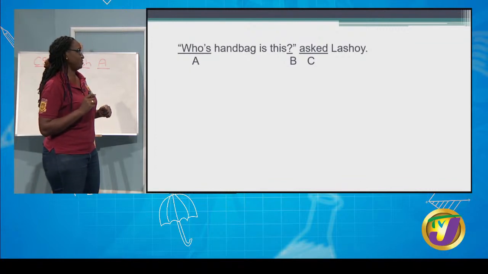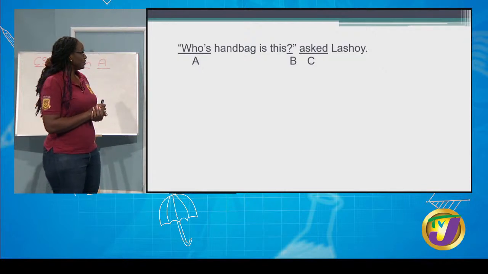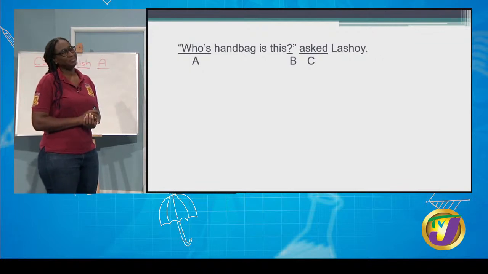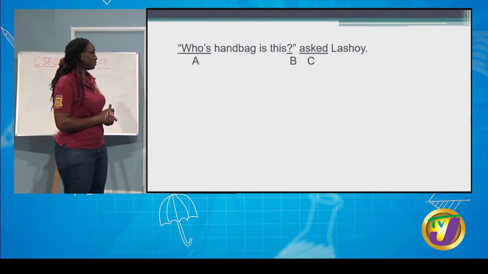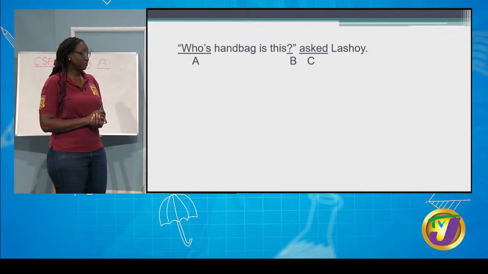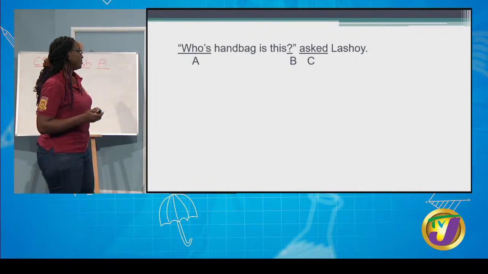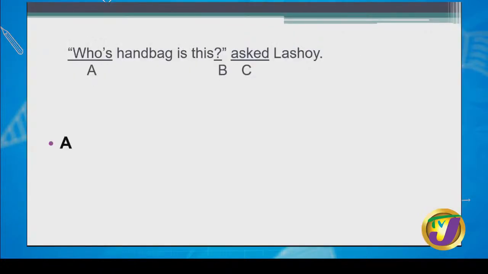Whose handbag is this? Asked LaShoy. Whose handbag is this? Do we have anything wrong with this sentence, or is it perfectly fine as it is? Look carefully. Is there anything wrong with this? Whose handbag is this? Are you sure? Are you absolutely certain that there's something wrong? You are correct if you said something is wrong. Where is the issue? Tell me. All right. If you said the issue lies with A, then you are a superstar.